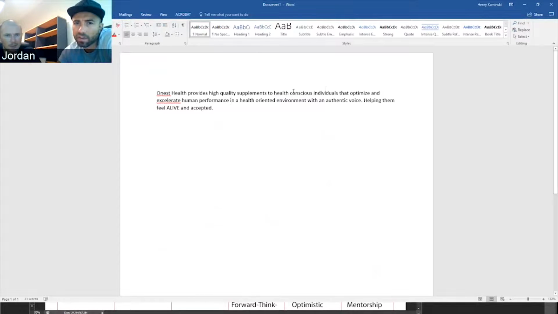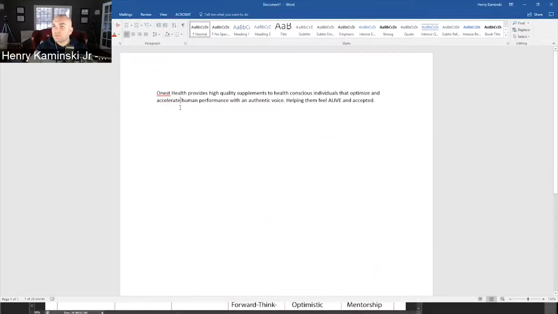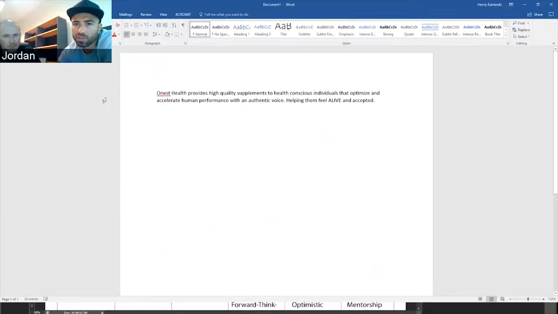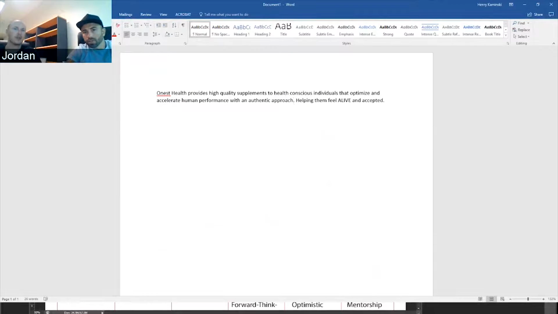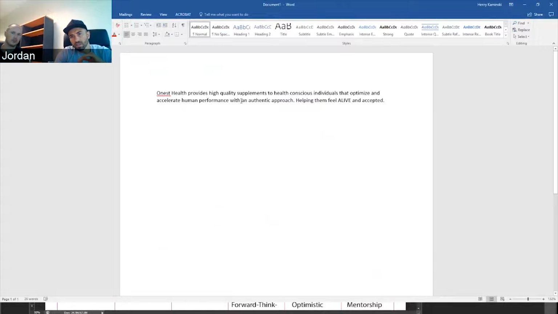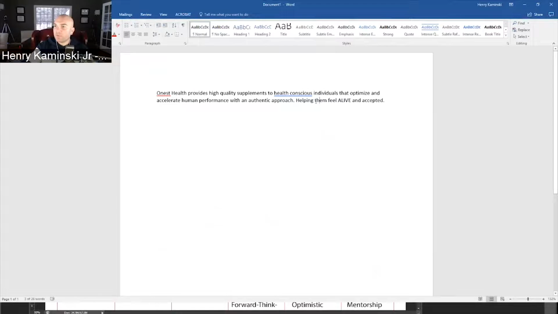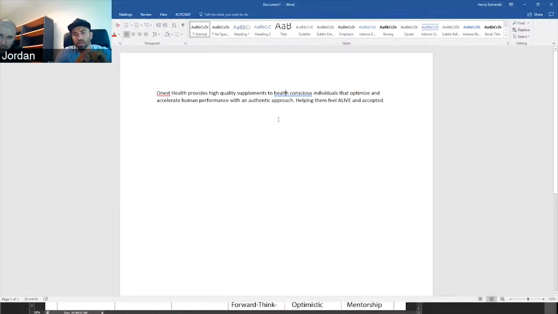It's almost getting rid of that in a healthy and health-oriented environment. I don't like that part. Did I erase too much? No, that's right. Onest Health provides high-quality supplements to health-conscious individuals that optimize and accelerate human performance with an authentic voice, helping them feel alive and accepted. I think authentic approach, helping individuals instead of them? Well, we're referencing these folks, so them would be fitting here. Helping them feel alive and accepted.